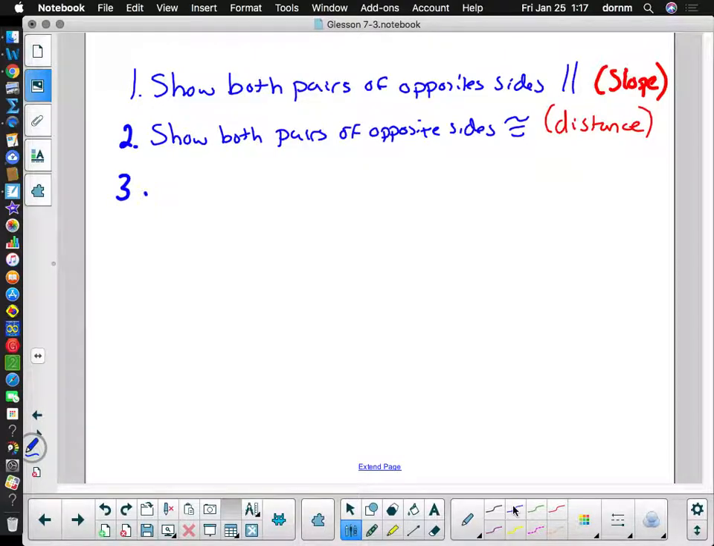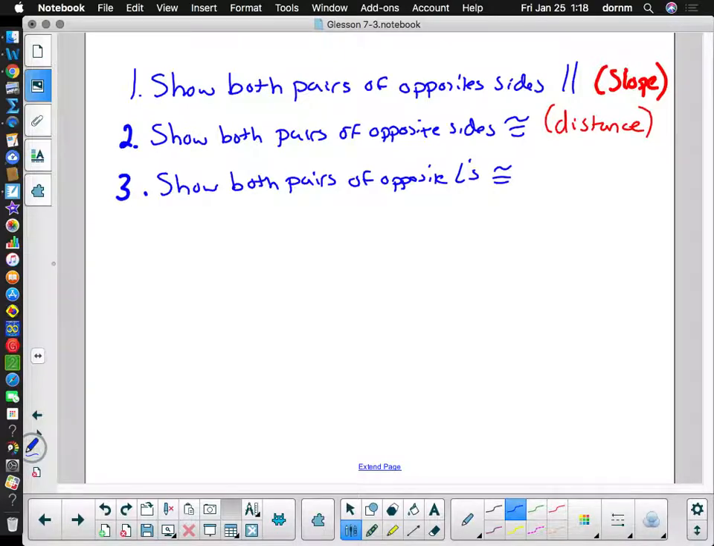Third way we can do this: show both pairs of opposite angles are congruent. Again, it's just a converse of what we did yesterday. If I can show both pairs of opposite angles are congruent, then it must be a parallelogram.